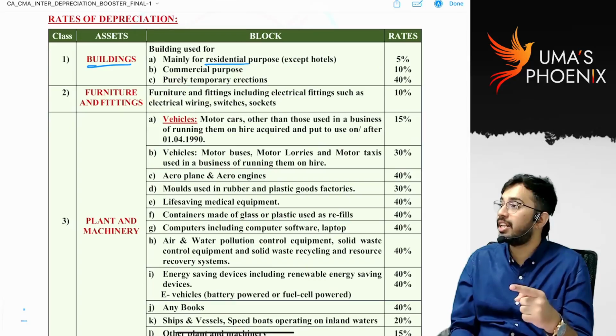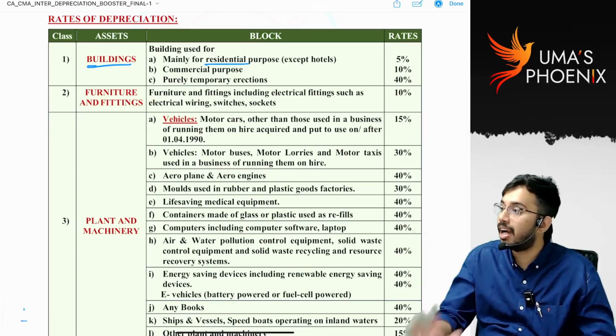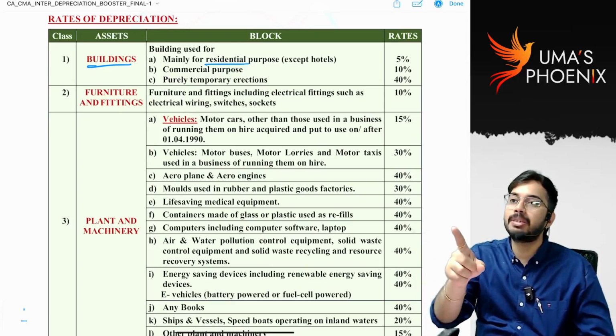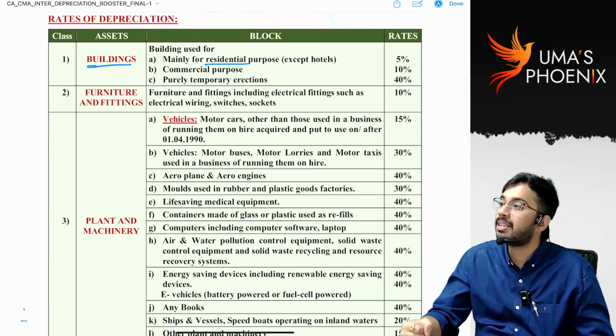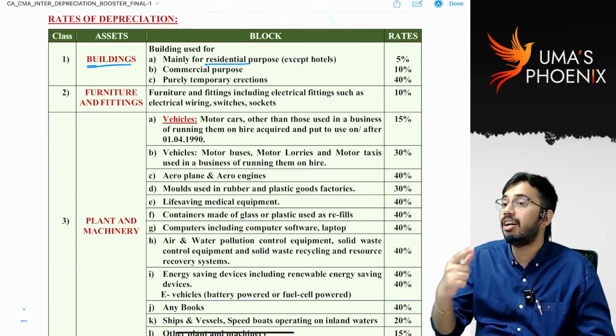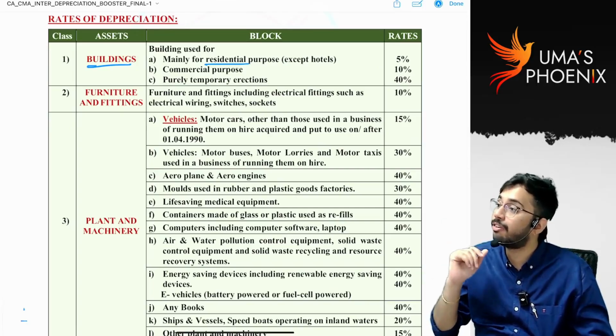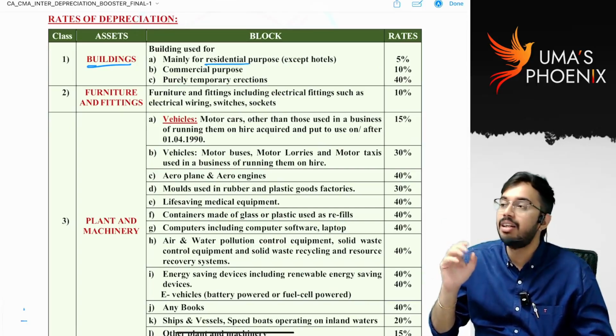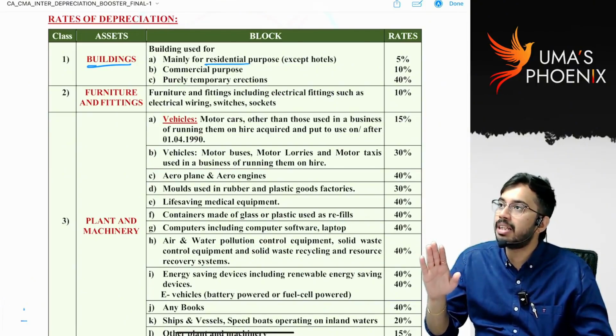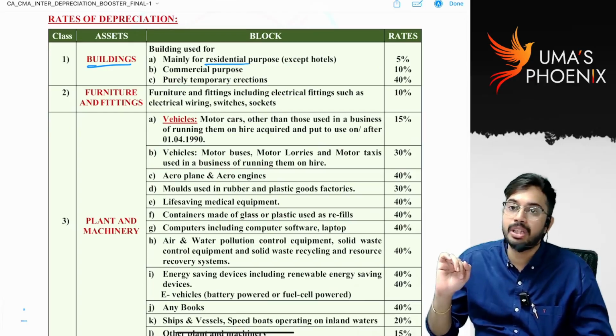The moment I say residential purpose, one student will stand. Sir, residential purpose means personal use, right? Why is depreciation allowed on a personally used asset? This is the question that will be raised. See, residential buildings need not be used for personal purpose. They can also be used for commercial purpose.